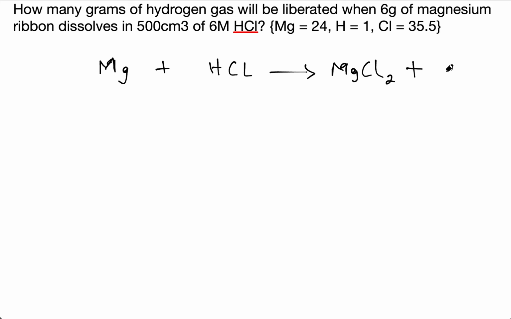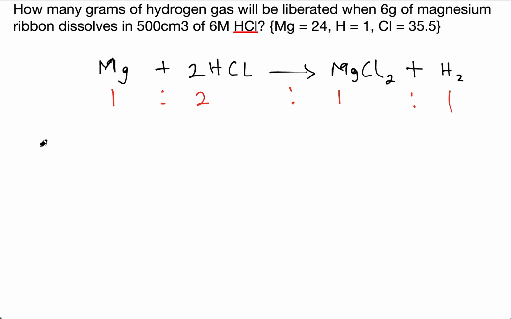MgCl2 plus hydrogen gas. Now, this equation is not balanced. Mg is balanced, but hydrogen and chlorine, we have 2 on this side and we have just 1 here. By putting 2 here, this equation will be balanced, and that implies that the mole ratio, based on this balanced chemical equation, is 1:1:1. Now that is settled, I'm going to be dividing this into 2 sides.